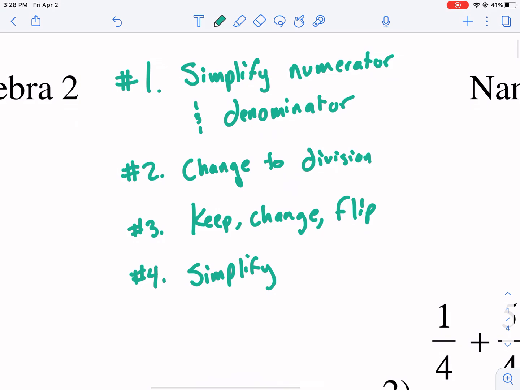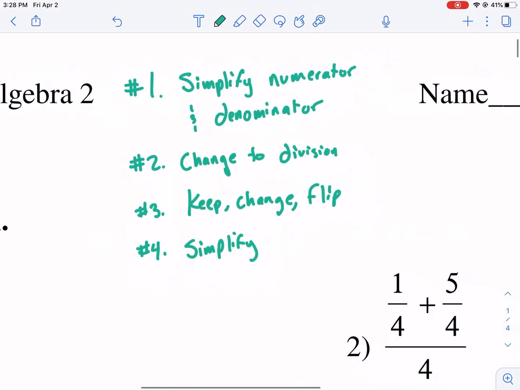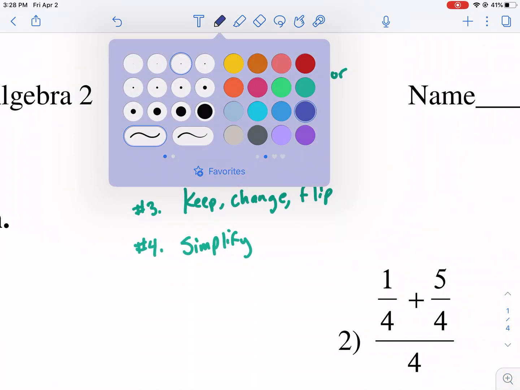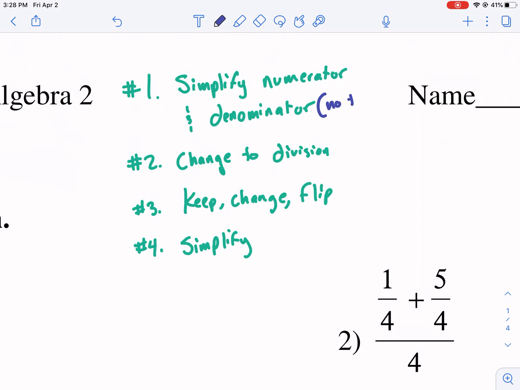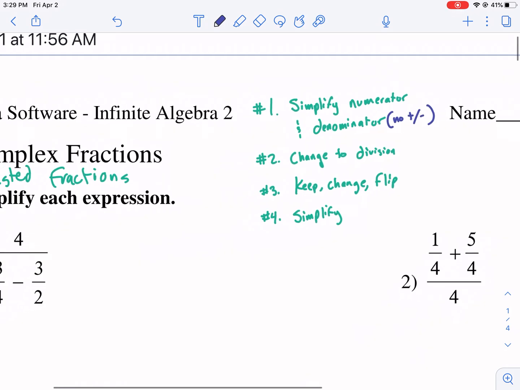You have to simplify the numerator and denominator first so that there's no addition or subtraction. Let me add that in here. No addition or subtraction in the numerator or the denominator. Then we're going to change it to a division problem. We're going to use keep, change, flip rules, essentially change it into multiplication, and then we'll simplify from there.